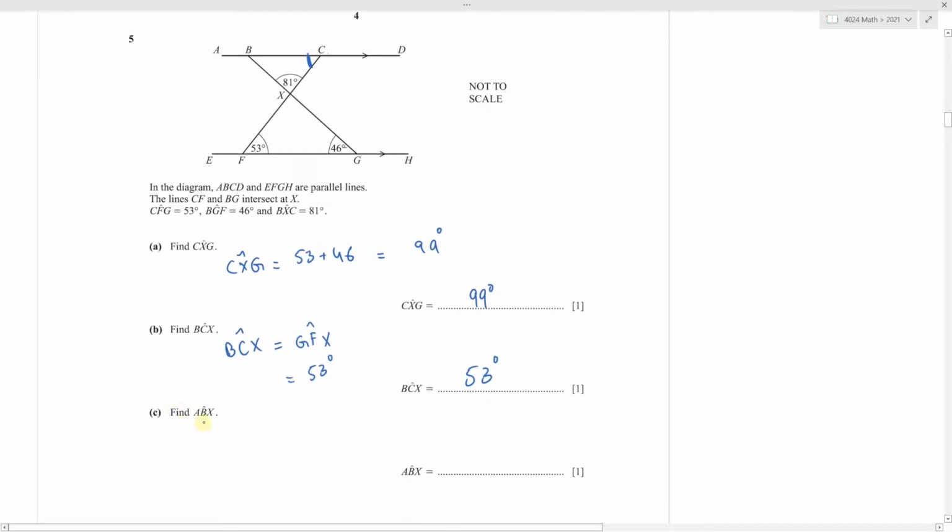The next is find angle ABX. So ABX is this angle here. Again, this is an external angle of a triangle and it will be the sum of these two angles. This one we just calculated in the previous part. This was 53 degrees. So ABX will be equal to 53 plus 81, which is 3 plus 1, 4, 8 plus 5, 13, 134 degrees. So ABX is 134.